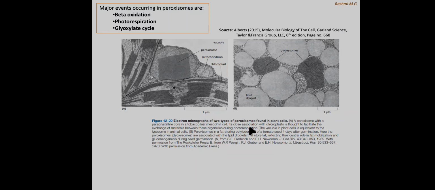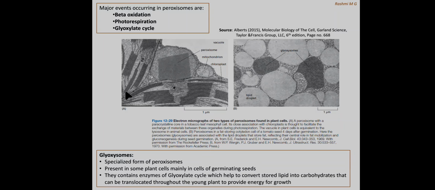So the major events occurring in peroxisomes are beta oxidation, photorespiration, and glyoxylate cycle. There is another specialized form of peroxisome, that is glyoxysome, which is present in some plant cells, mainly in the cells of germinating seeds, where they contain enzymes of glyoxylate cycle, which helps to convert stored lipid into carbohydrate so that it can provide energy for the growth.